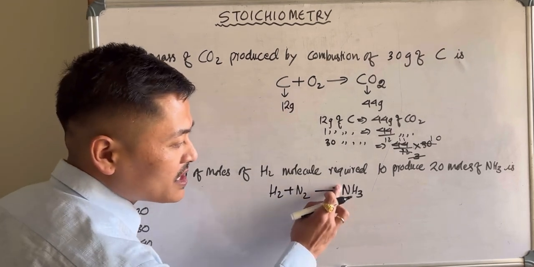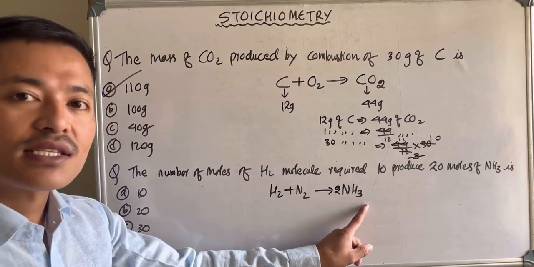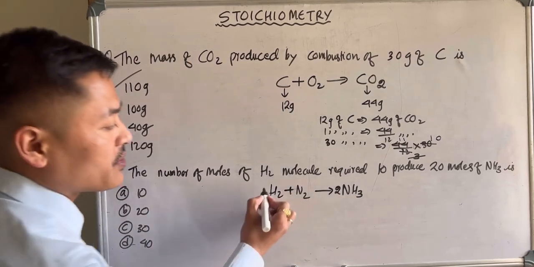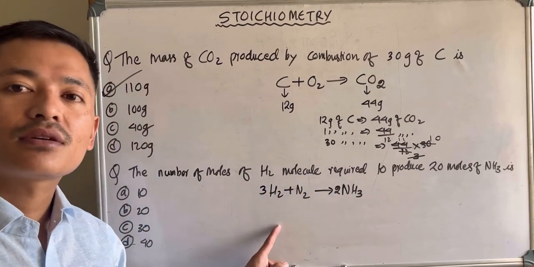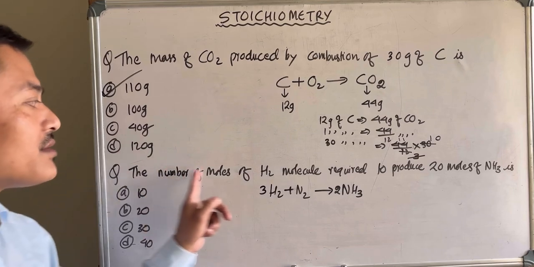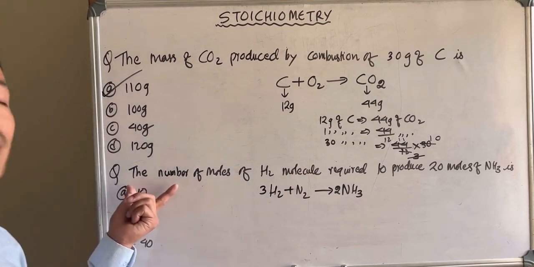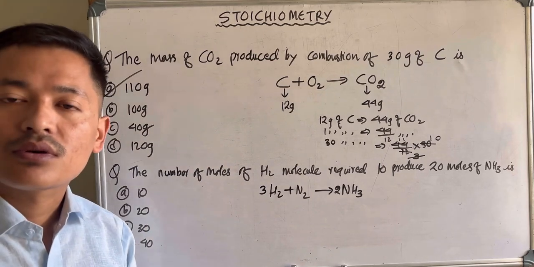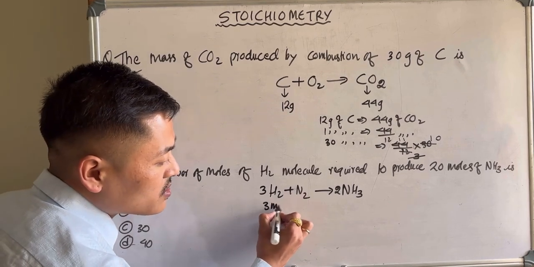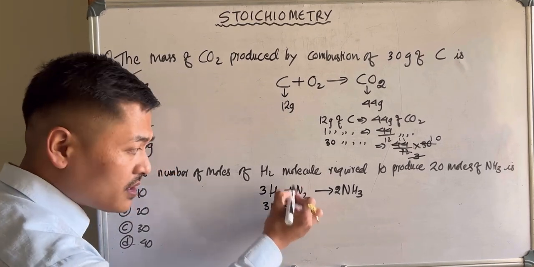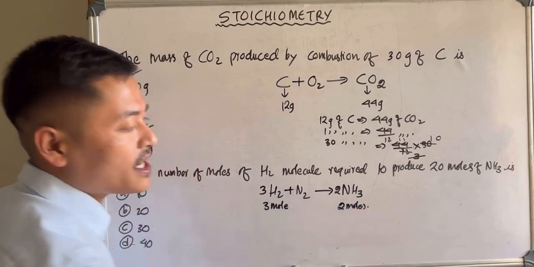Now there are 2 nitrogen atoms, so you must put 2 over here, and 2 3s are 6. There are only 2 hydrogens, that is why you must write 3 over here. So now the equation is perfectly balanced. Here you don't have to find out the atomic mass or the molar mass, because here you are simply asked about the number of moles. And you know from the equation itself that 3 moles of hydrogen is combining with 1 mole, nothing written in front, 1 mole of nitrogen, and it is giving 2 moles of ammonia.